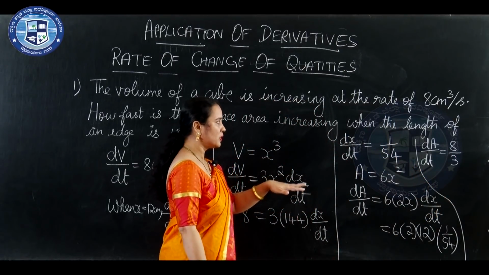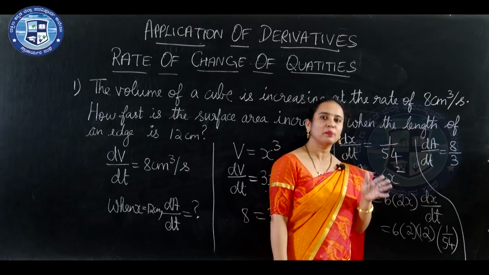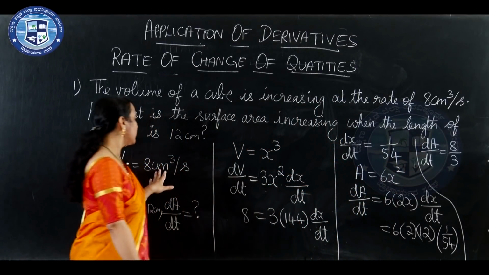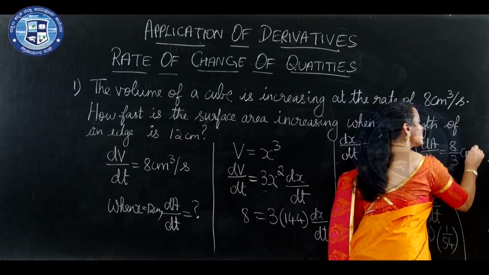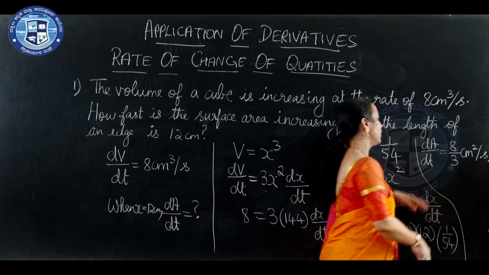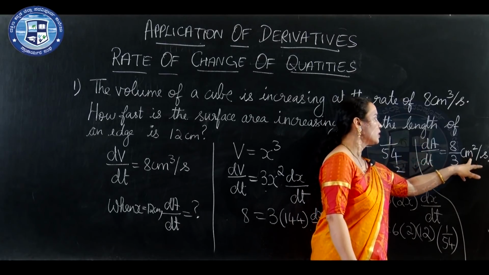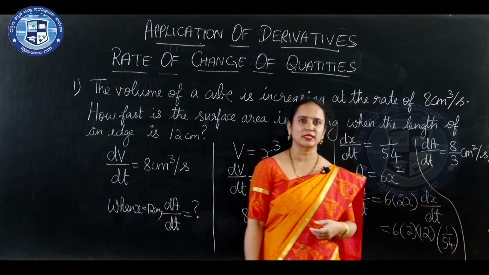Now, check out the units. Area will be square units. What is the unit given here? Centimeter. So, it will be centimeter square per second. Area with respect to time, so centimeter square per second.